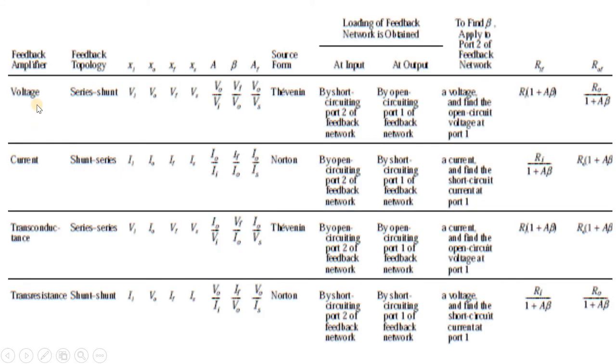Whenever I say voltage, input and output are all in terms of voltages. Whenever I say current, all in terms of current. Whenever I say transconductance, input is in terms of voltage and output is in terms of current. Trans resistance is nothing but input in terms of current and output in terms of voltage. And here the input resistance and output resistance vary for each classification. Here the input resistance is high, output resistance is low. Here input resistance is low, output resistance is high. Here input resistance and output resistance are both high, and here both are low. Trans resistance.